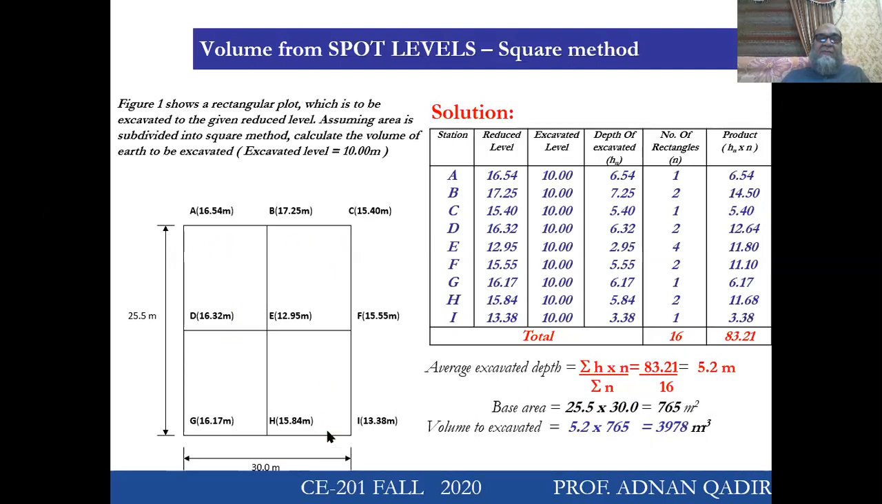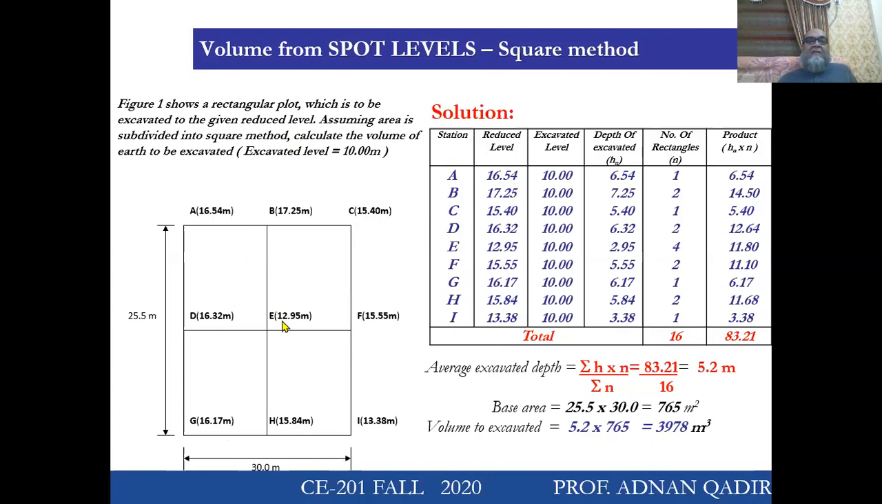So you use this method: at each corner, A to I, you have taken the spot levels, and then you need to calculate the volume. The first point is that you have to make this table: stations A, B, C, D, E, F, G, H, I. The reduced level is the spot level that you have taken at each point, so you have written it like this.